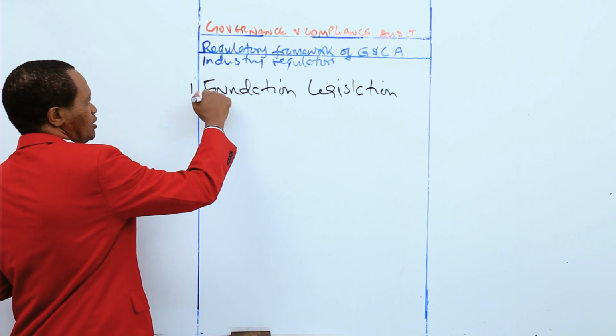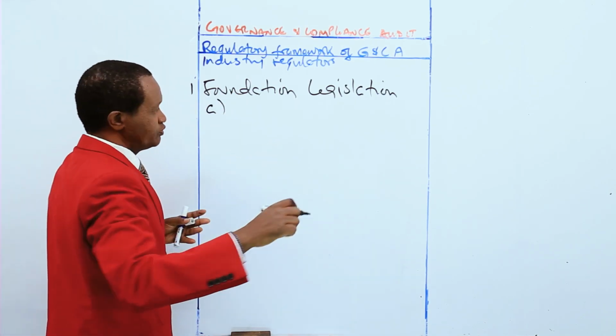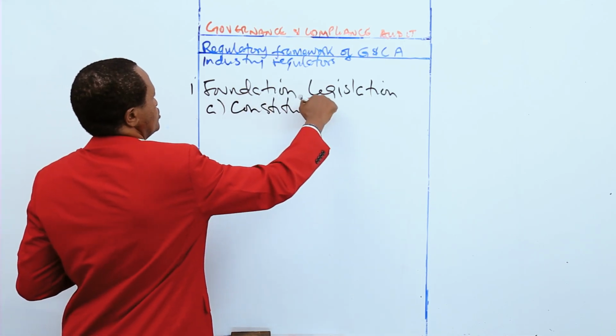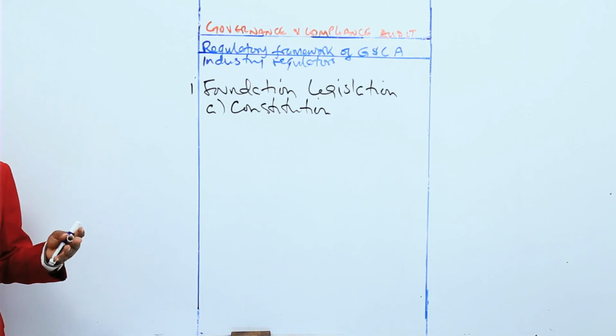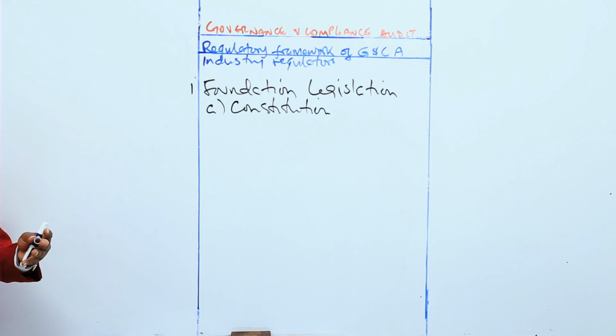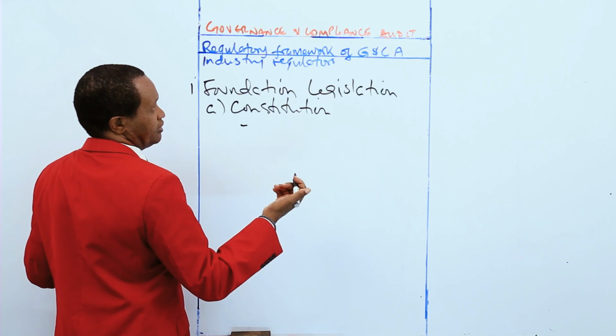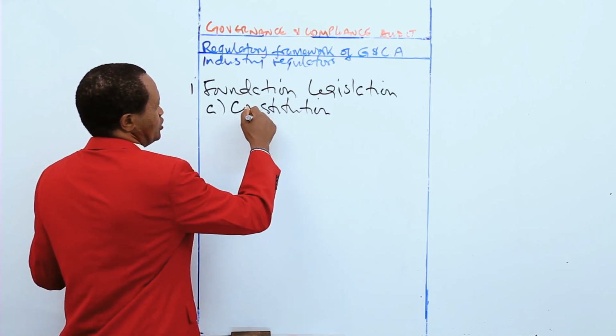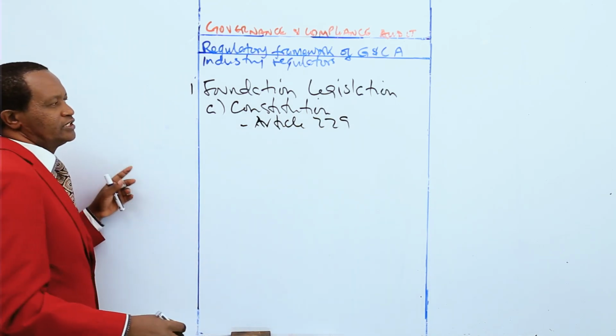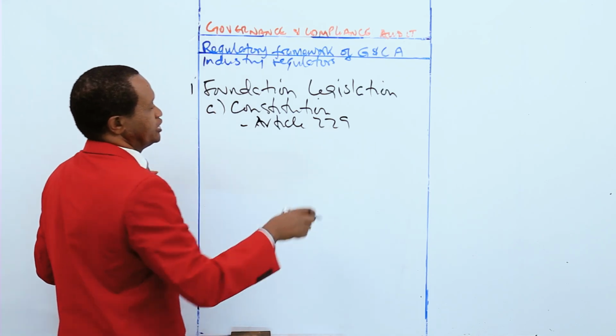And the first one is the Constitution. The Constitution of Kenya. This is the supreme law of the land, and Chapter 12 on public finance sets out principles for public finance management, including transparency, accountability, prudent use of public resources, which underpin governance and compliance audits in the public sector. We also have Article 229, which establishes the Office of the Auditor General and defines its mandate for auditing public entities. This is the article that establishes the Office of the Auditor General.